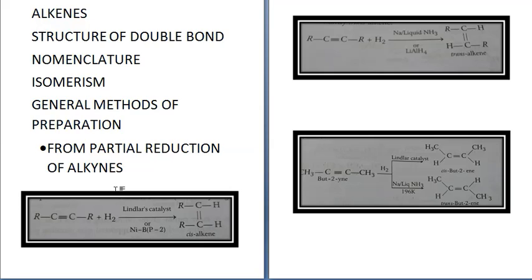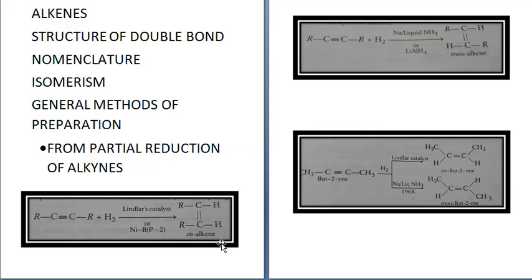So you see RC triple bond CR plus H2 in presence of Lindlar's catalyst or nickel boride or P2 catalyst, the triple bond gets converted to double bond, and to each carbon one hydrogen atom is attached. Now see the type of attachment. The alkyl groups are on the same side, that is the distance between them is less, and hydrogen are also close to one another. So this type of attachment is called as cis alkene.